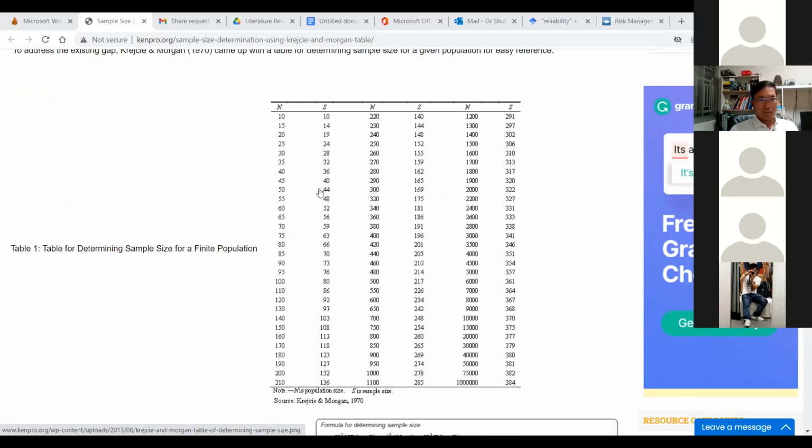Following Krejcie-Morgan, which is the established method, let's say your total population is 220. So how many samples do you need? You need 140. If your population is 1,100, you need a minimum sample size of 285. If your population is probably 6,000, then you need a minimum sample size of 361. So this is the established mode of determining sample size by Krejcie-Morgan, one of the famous researchers.